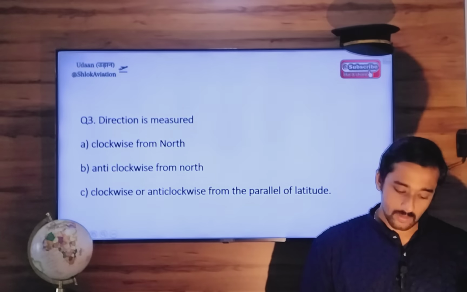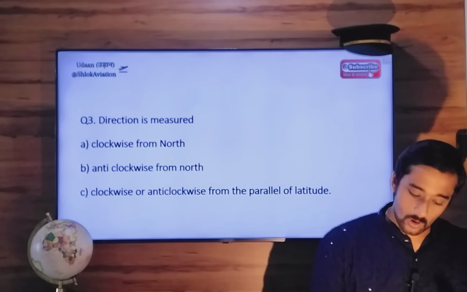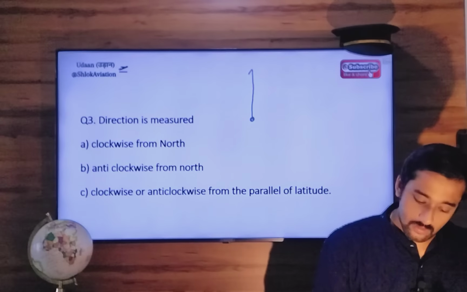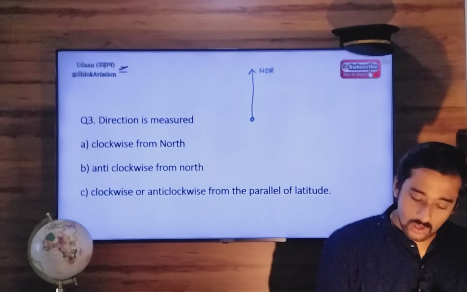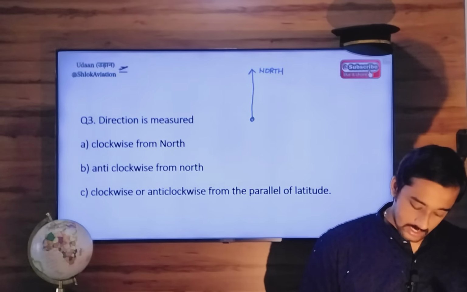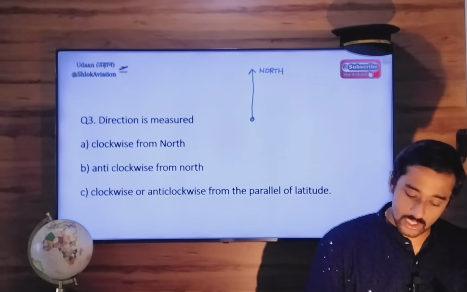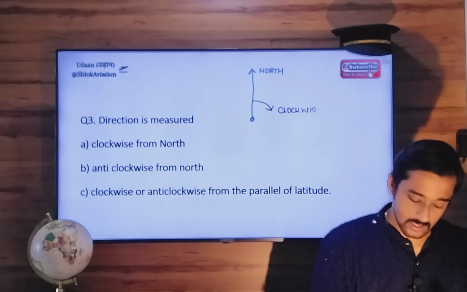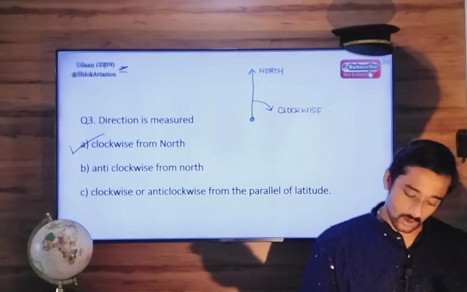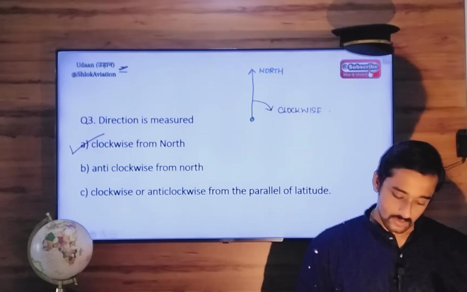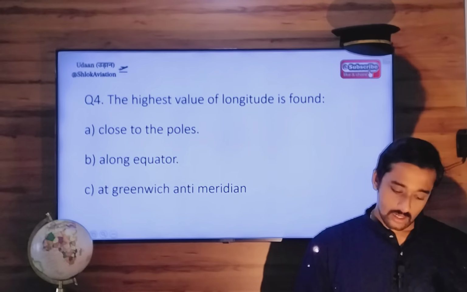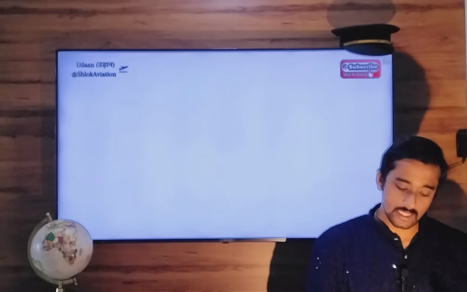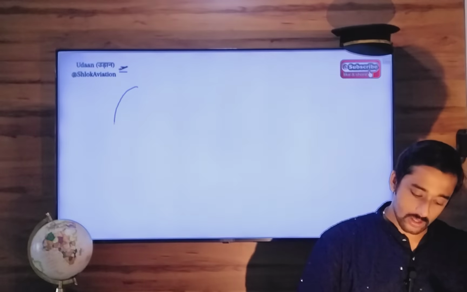Next, question number 3. Directions are measured, always all directions are measured from the north datum, and directions are always measured clockwise. So clockwise from north. Okay. The highest value of longitude. Now, how many longitudes do we have? We have 360-degree longitudes on the Earth.